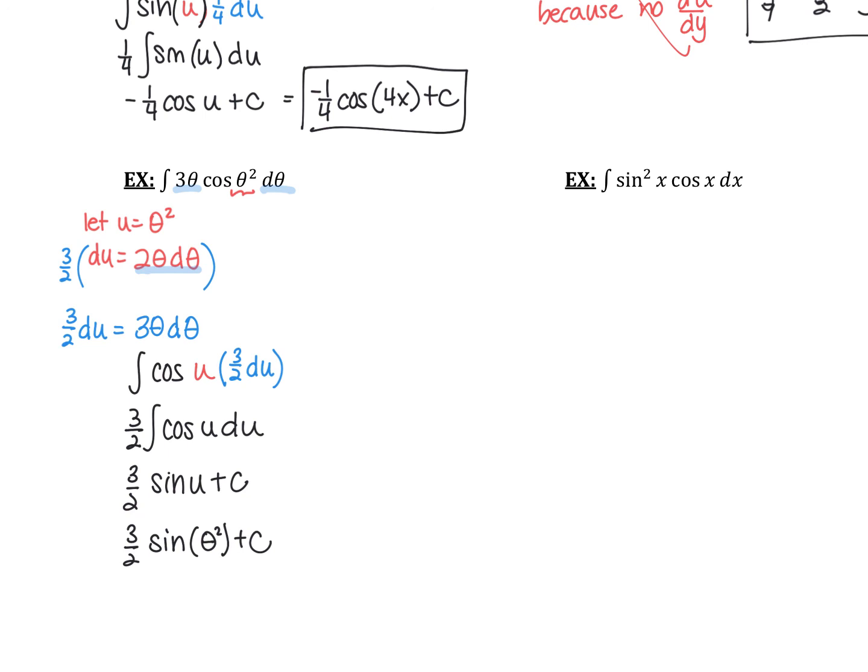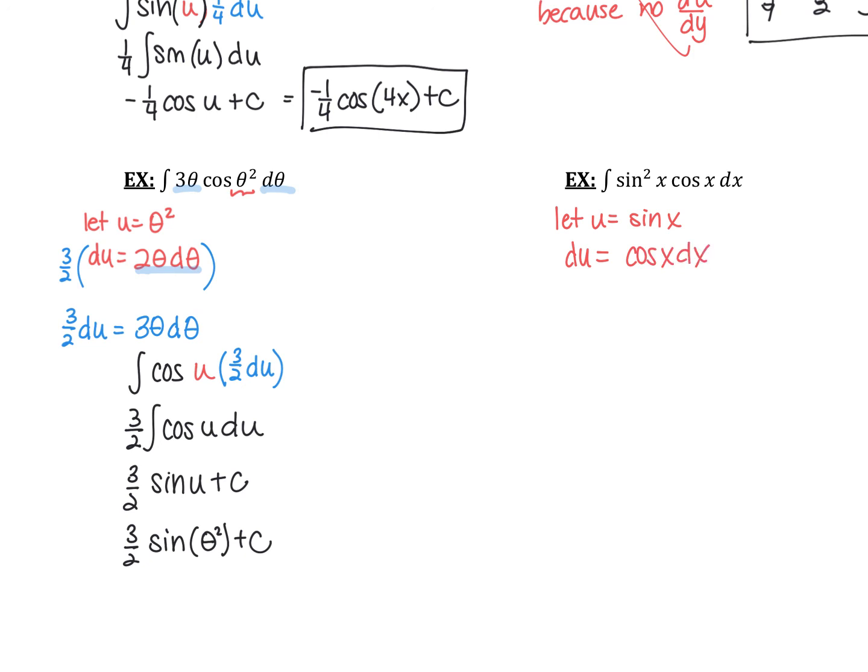So if you didn't get that one and you want to try the next one, go ahead and hit pause. Otherwise, let's keep going. In this problem, what I would choose to be u would be the part that would be a chain if I took a derivative. And the inside function here is sine of x. So I'm going to let u be sine of x. So du would be the cosine of x dx.